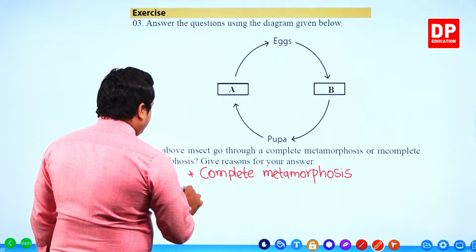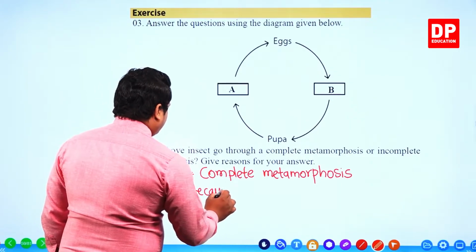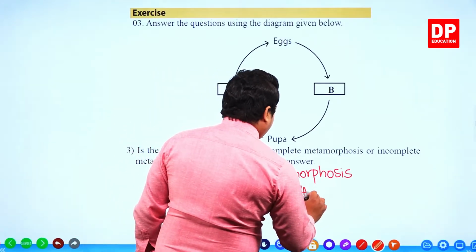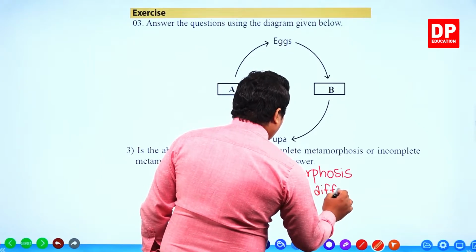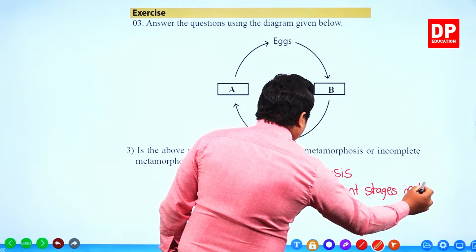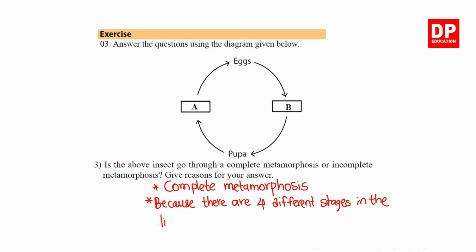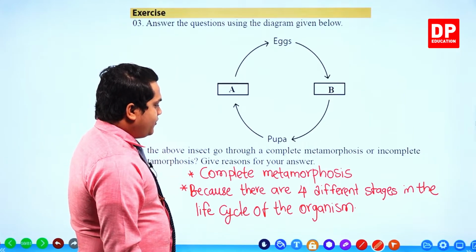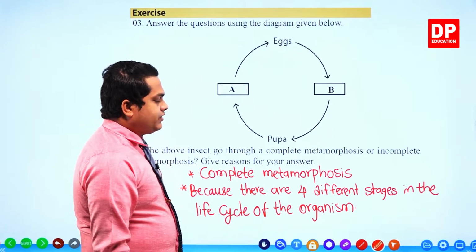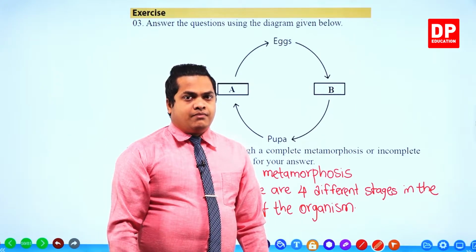Reason: because there are four different stages in the life cycle. Because there are four different stages in the life cycle of the organism, directly we can say that this organism undergoes complete metamorphosis. Okay.